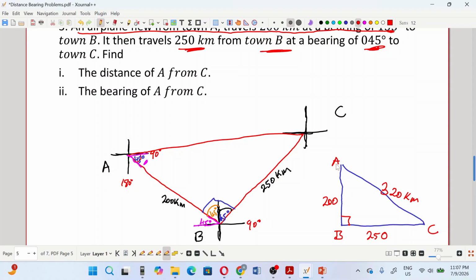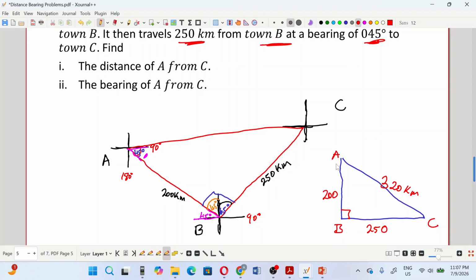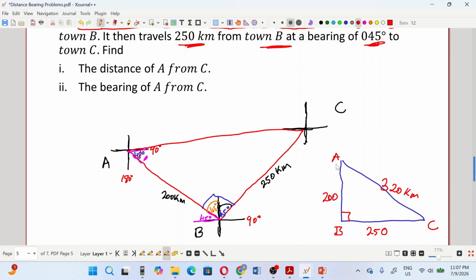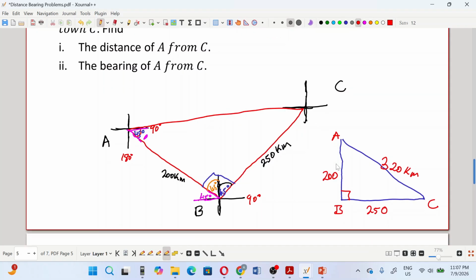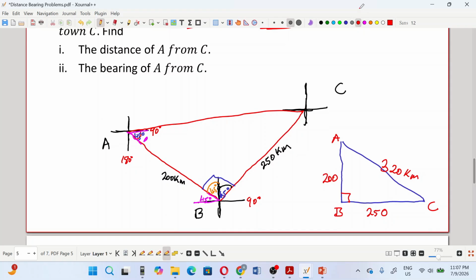What is part II talking about? It is saying to look for the bearing of A from C. What does it mean? It tells me that I have to go back to C, say from C. So this is my north. I'm at the point C. This is 90 degrees. Let me extend this. This is 90, this is 180 degrees.